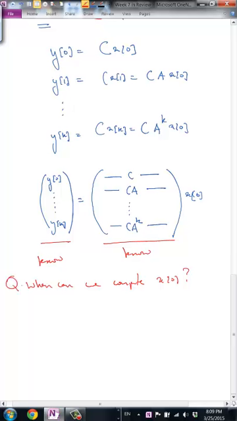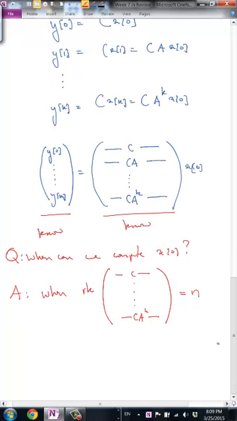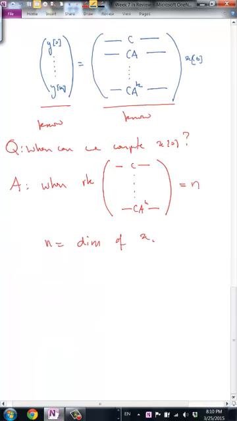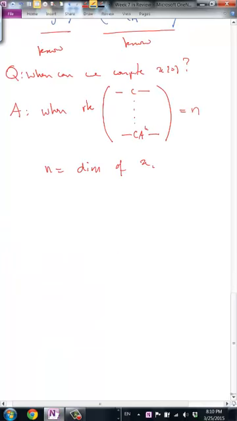That's the main question. And the answer, of course, is we can do this when the rank of the matrix C all the way down to C A to the k is equal to n, where n is the dimension. So this gives us our definition. Recall that this is very, very similar to our definition of reachability. So we have our definition.